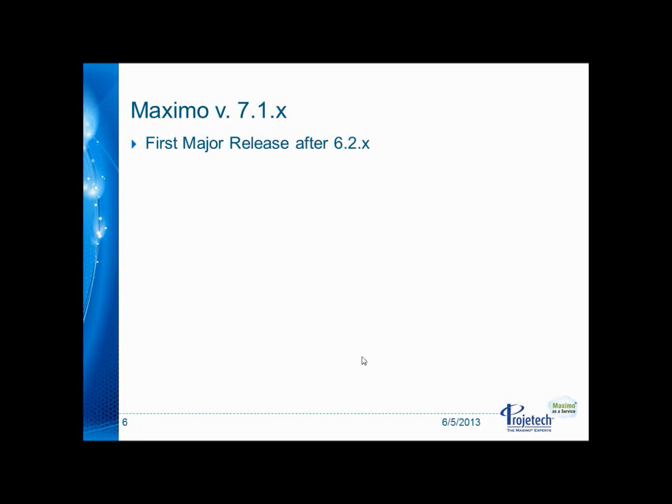So 7.1 was really the first major release after 6.2. BIRT reports replaced the Actuate reporting integrated tool. So a different platform, but again, an open source web-based reporting tool. There's probably 120 or 130 plus out-of-the-box reports that come with the reporting tool in Maximo.